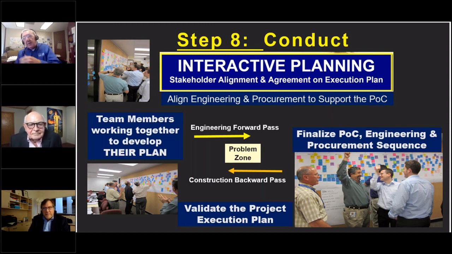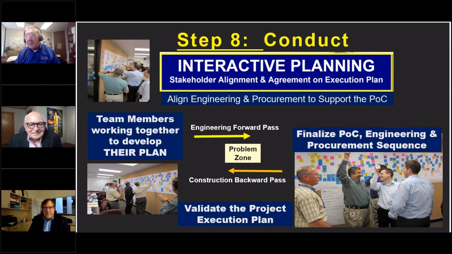Engineering likes to work from the front, and they go backwards. That's just the way. They can't work backwards. Engineering has to work forward. So they start out at the beginning with the process engineer, and they work forward. My construction guy is going to start with startup, and he's going to work backwards. And invariably, those two are going to cross. Well, there's your problem area. Now we got some issues.